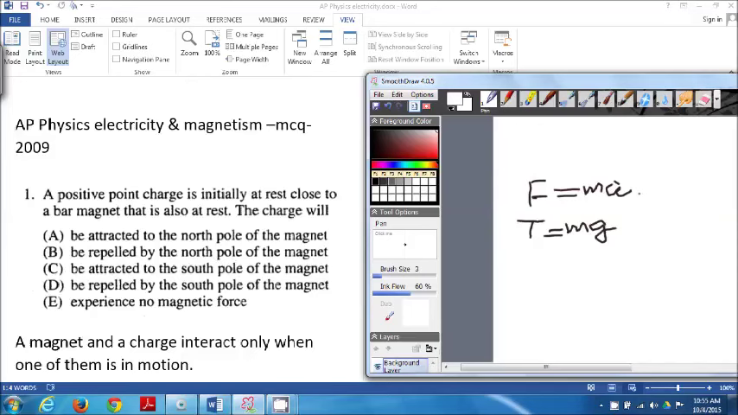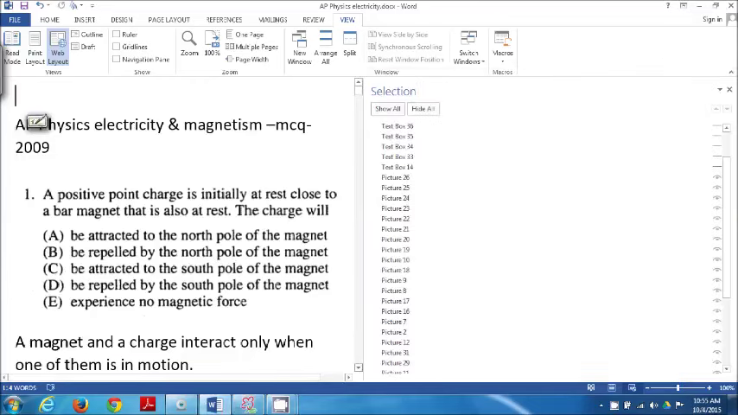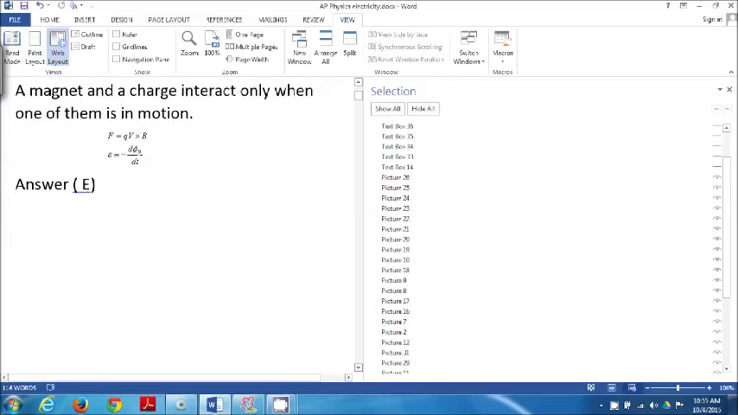So, we know that both the magnet and the charge are at rest. When a magnet and charge are at rest, they do not experience any magnetic force, because only a moving charge is affected by a magnet, and a moving magnet affects a charge which is at rest. In this case, both are at rest. For a force to exist between a magnet and a charge, one of them should be moving. As both of them are at rest, the charge experiences no magnetic force. So, the answer is E.